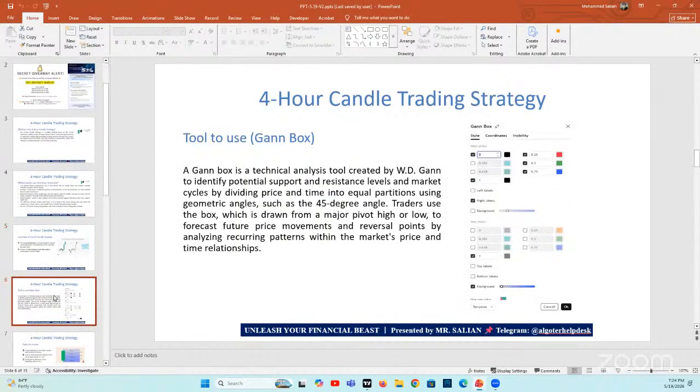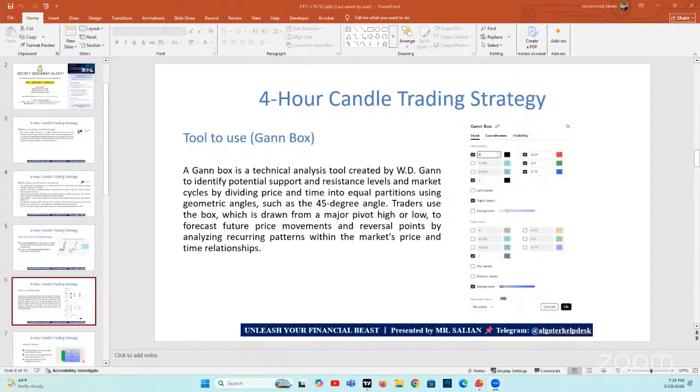Okay, now this is now the tool, the gun box. Okay, I think the majority of you are not using this until today. Yes. Okay, so I will show you how to use the gun box.